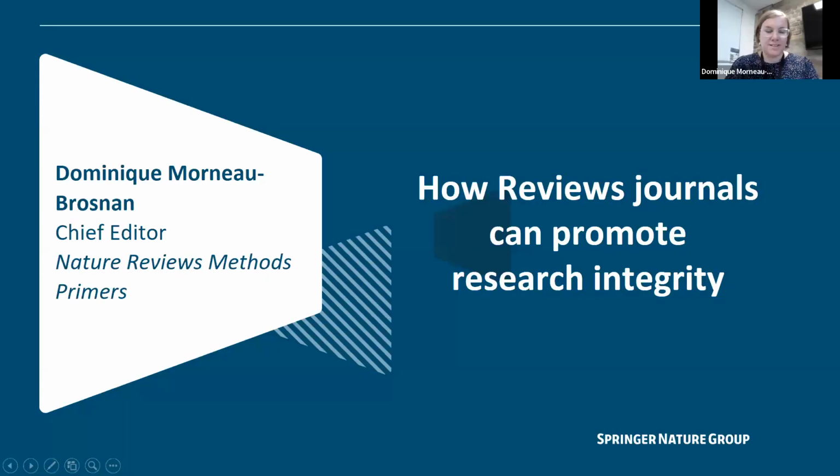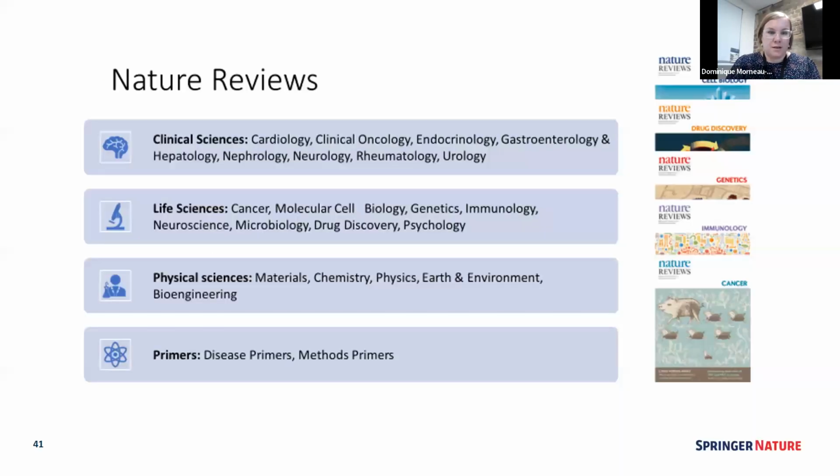Great, thanks so much, Allison. So I am really excited to be here as well, talking about how reviews journals can promote research integrity, and specifically I'll be talking a lot about what Nature Reviews Methods Primers does. So the Nature Reviews portfolio includes 23 journals across the clinical, life, and physical sciences. We also have 2 primer journals. We have disease primers and methods primers.